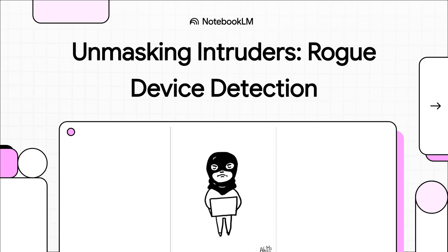Welcome to The Explainer. Today we are diving into a sneaky threat, one that often stays hidden right up until the moment it causes a major problem. We're talking about unauthorized devices lurking on your corporate network. Think of them as silent intruders, and we're about to show you how to unmask them.